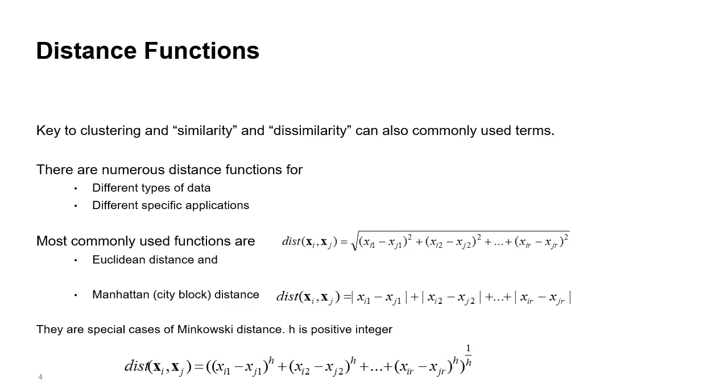Clustering is to measure the distance between samples by calculating similarity or dissimilarity. Numerous distance functions can be utilized for different types of data and different specific applications. Euclidean distance and Manhattan distance are the most commonly used functions to measure the distance. Actually, they are special cases of Minkowski distance.